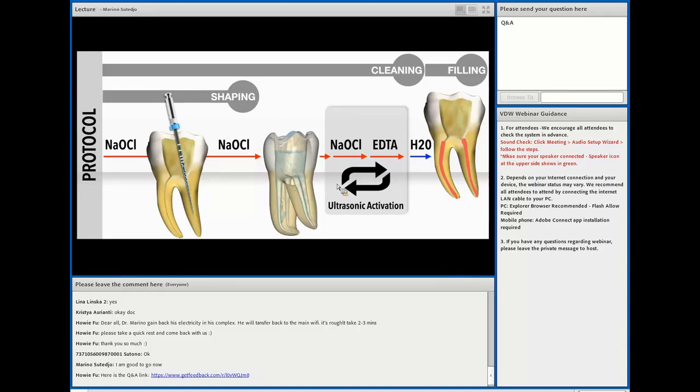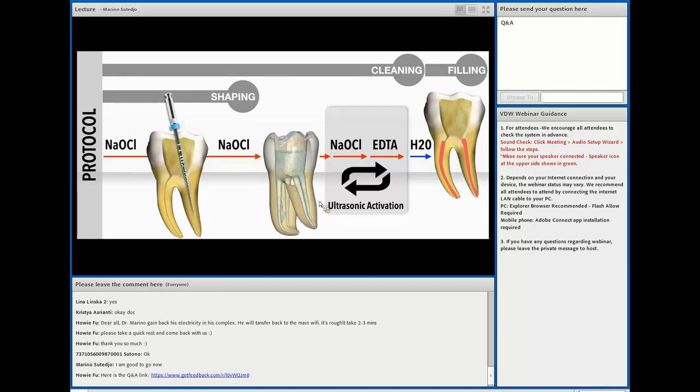So what is my protocol if I want to do my preparations in terms of shaping and cleaning? I'm going to use sodium hypochlorite all the time inside my root canal while I'm shaping. As I said before, a full fluid canal all the time. Every time I insert my instruments, I always fill my root canal with sodium hypochlorite until the shaping is done. It means after the shaping is done, all the shapes of the canal, all the taper, all the final sizes have been established.